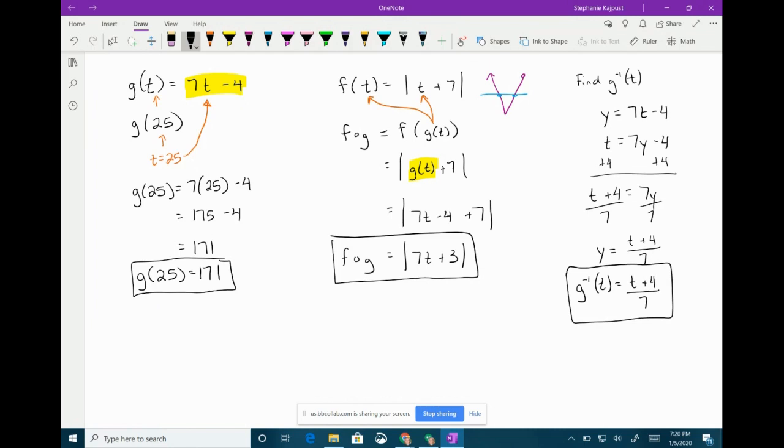So those are like the 3 things that you're going to be asked to do with functions, is basically evaluating a function, doing a function composition. You could also be adding, subtracting, multiplying, and dividing functions together, and then function inverses. So do you have any questions on any of those 3?